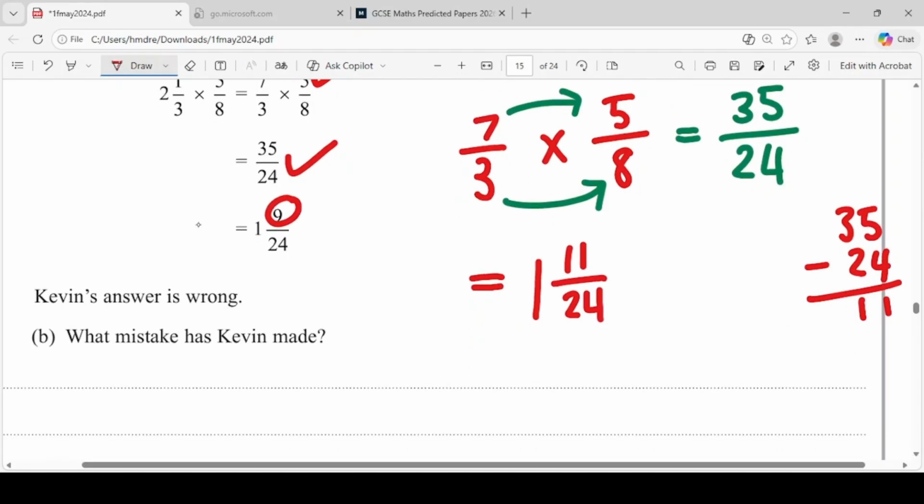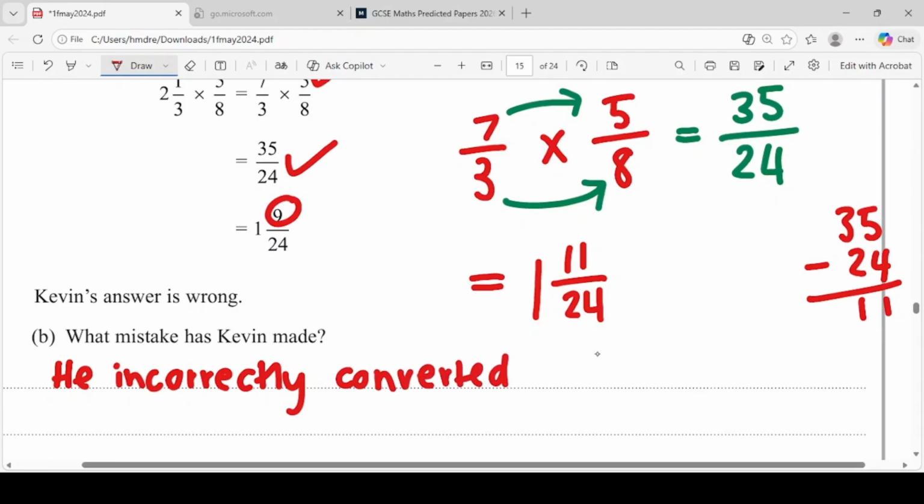So what mistake has Kevin made? He incorrectly converted 35 over 24 to a mixed number.